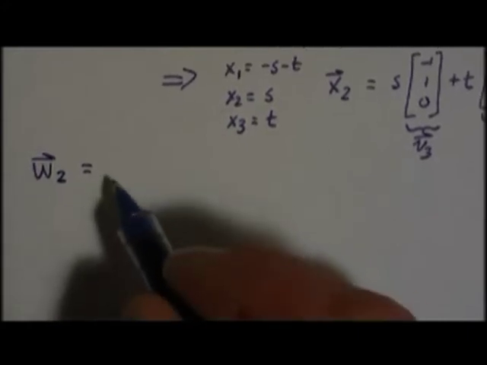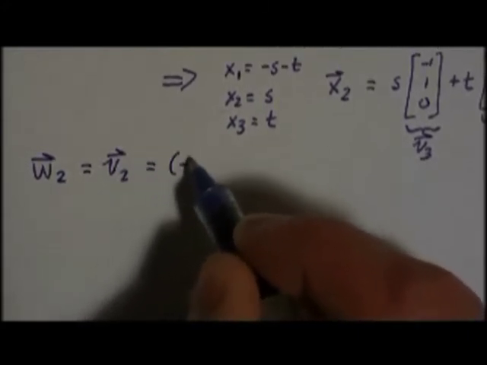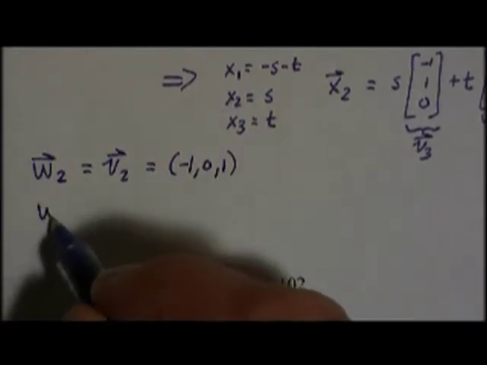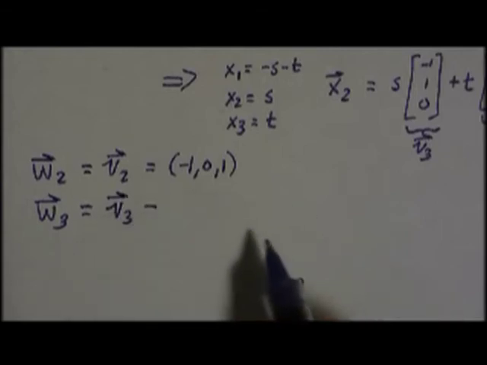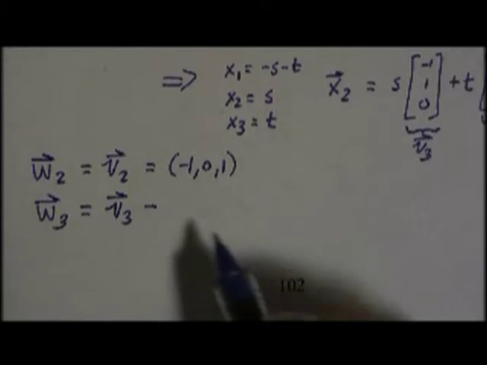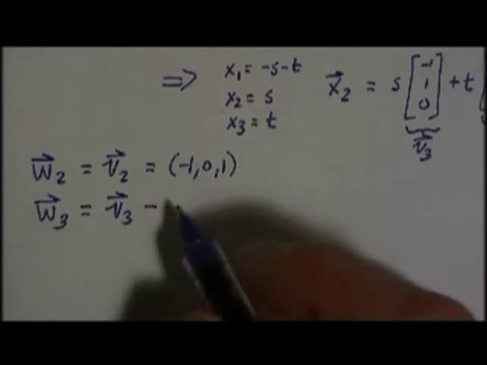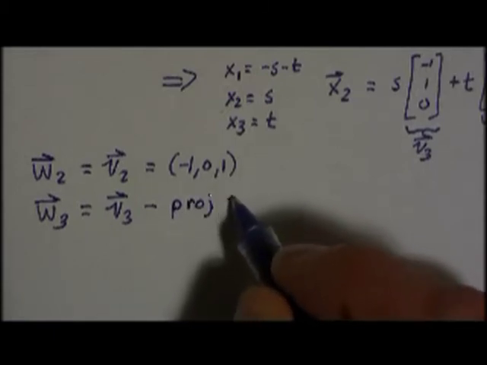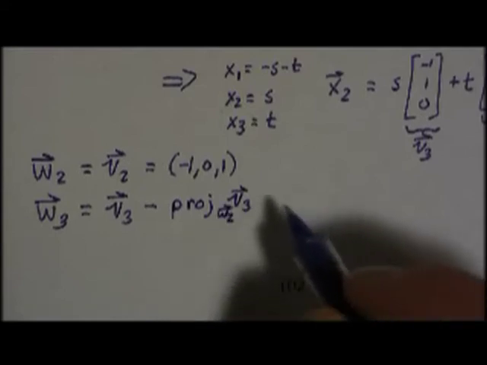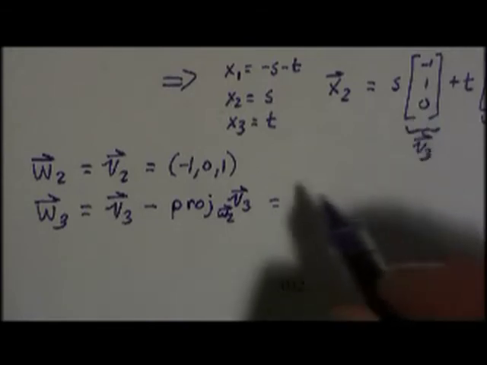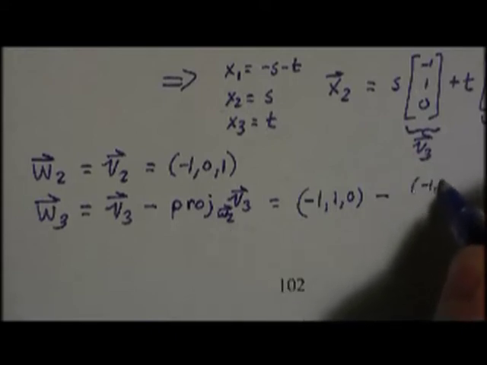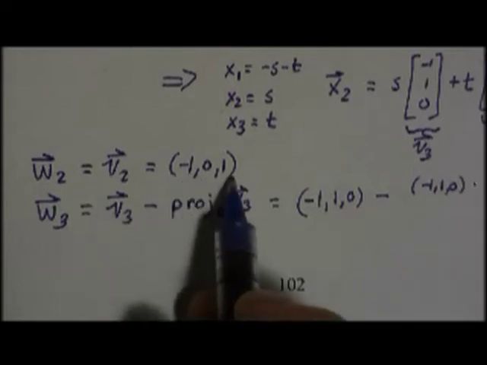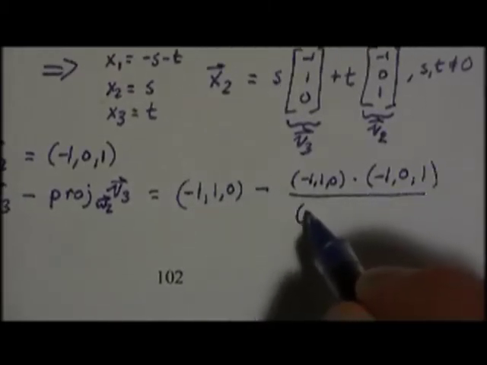So W2 would be V2, which was negative 1, 0, 1. And then W3 is V3 minus its projection onto W2. So I'll write it this way: the projection of V3 onto the previous result W2. V3 we said was this vector -1, 1, 0, minus its projection onto W2. So we're going to have -1, 1, 0 dotted with W2, over W2 dotted with itself, times W2.